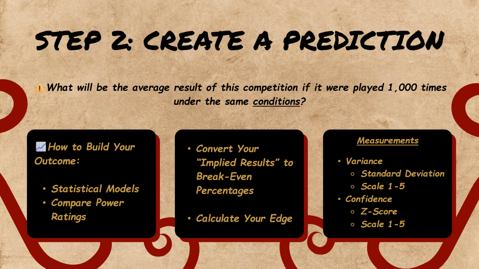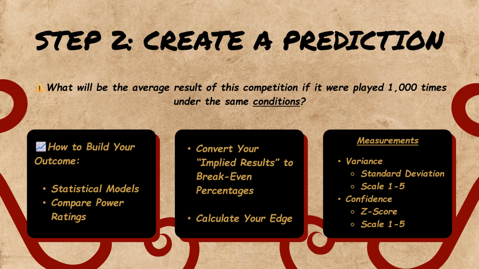And step number 2 is going to be creating an outcome or a prediction. This is the moment where you stop reacting to the market and start building your own vision on how the game's going to play out. So, what you should be asking yourself is what would be the average result of this competition if it were played 1,000 times under the same conditions? That's the mindset of a sharp bettor. Not trying to predict that one-off fluke, but understanding the long-term expectation.